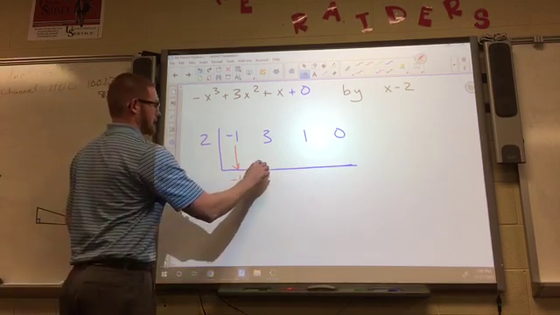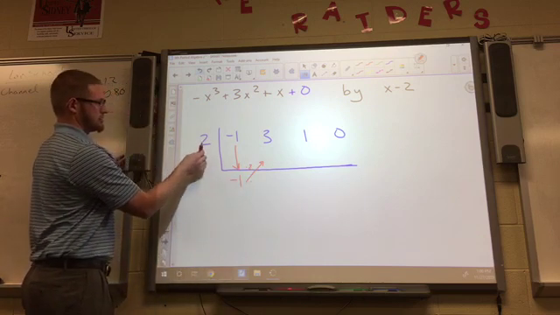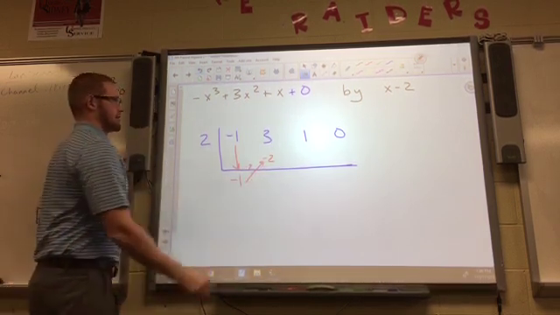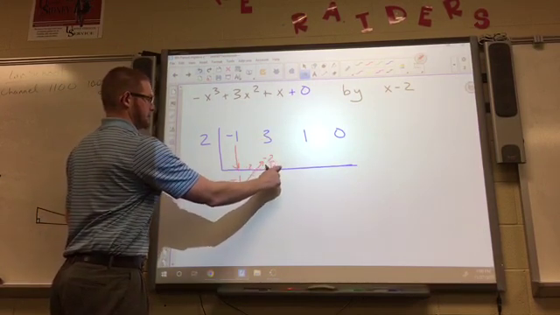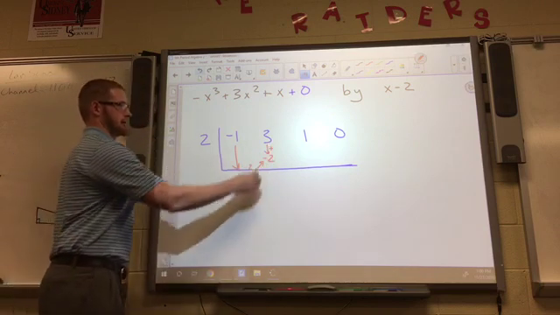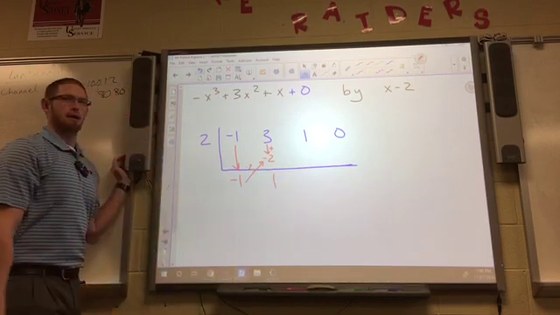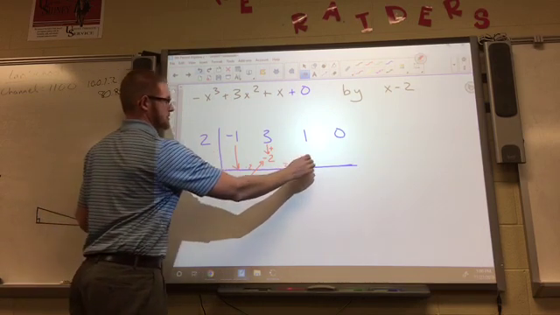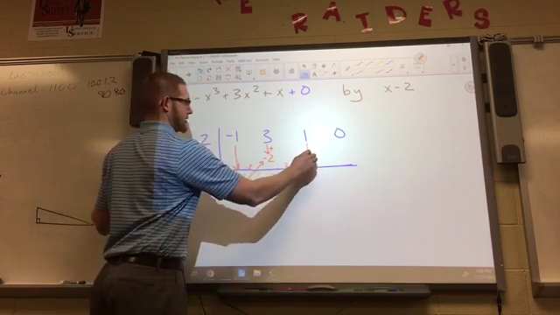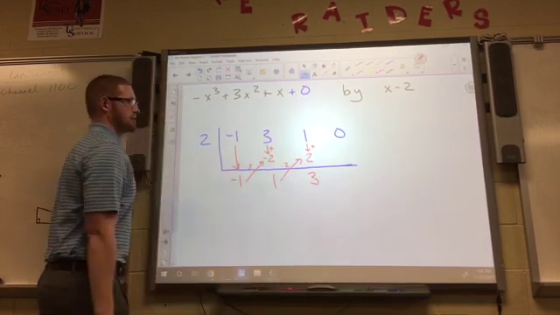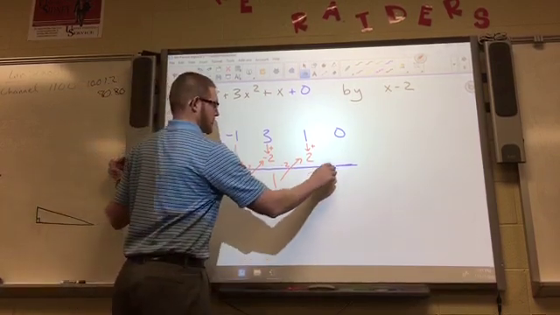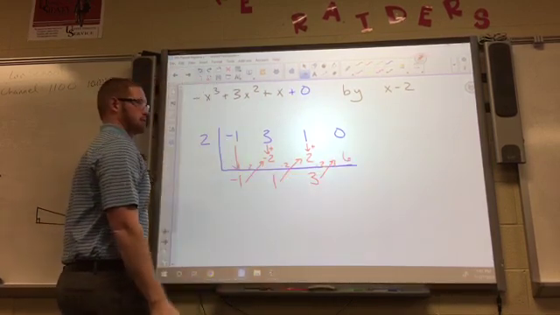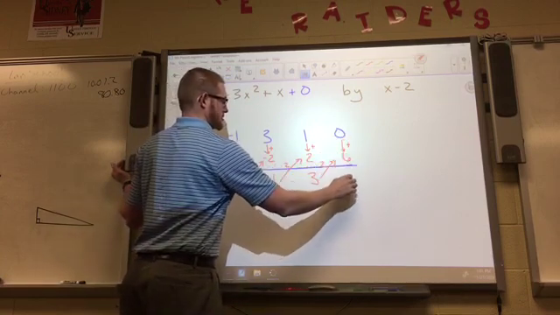Then I'm going to multiply negative 1 times 2. So 2 times negative 1 is negative 2. And then I'm going to add these together. 3 plus a negative 2 is 1. And then I go back and I do my pattern again. Now I'm multiplying times this number out here. So I have 2 times 1 is 2. And then what do you suppose we do? Add. 1 and 2 is 3. And now we're going to multiply. 2 times 3 is 6. Now we're going to add. 0 plus 6 is 6.